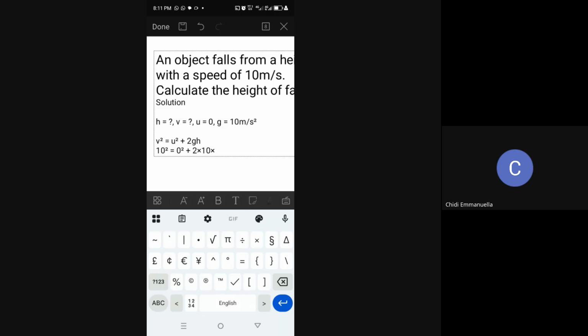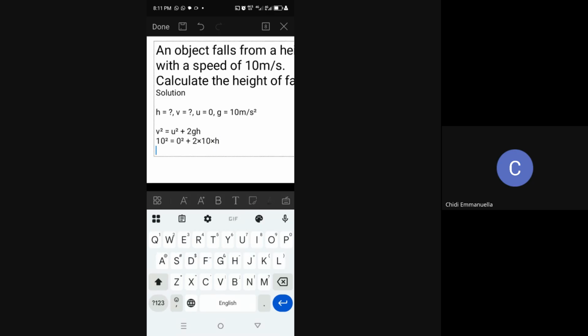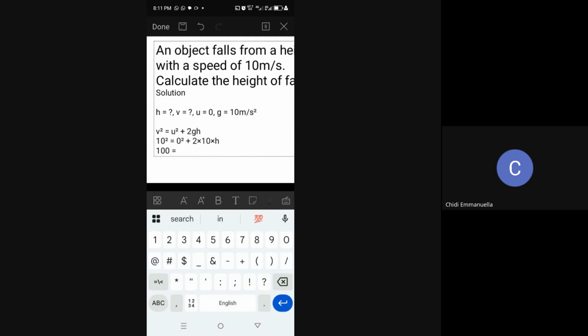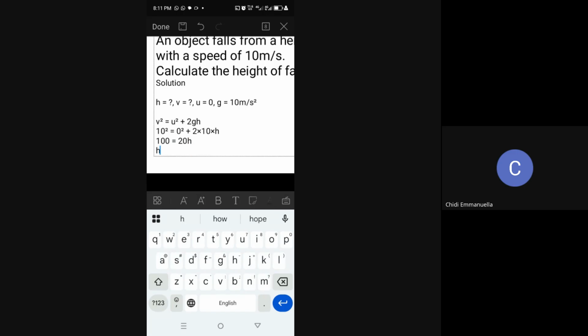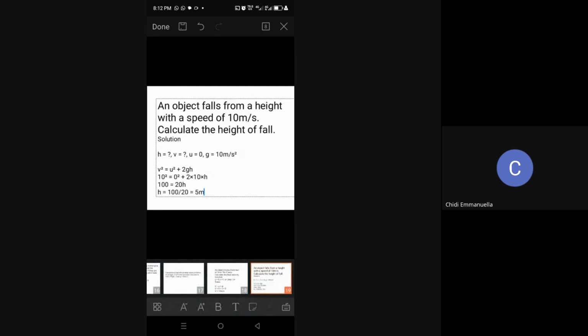Yes, sir. Okay. So I have 100 is equal to 0 square, which is 0, plus 20h. So h, the height, is equal to 100 divided by 20. So you are going to have 5 meters. Very simple. Who doesn't understand this?